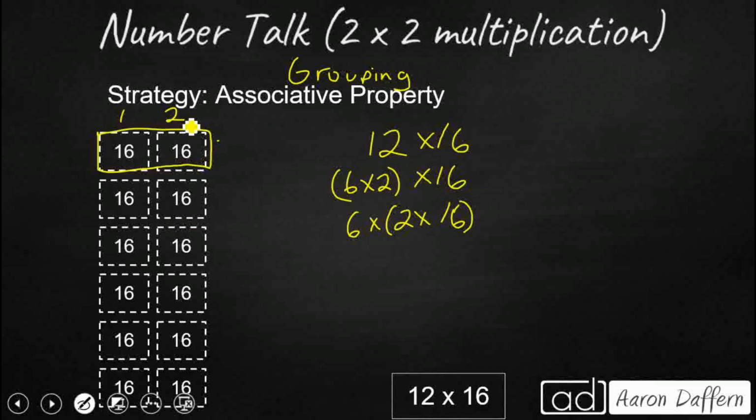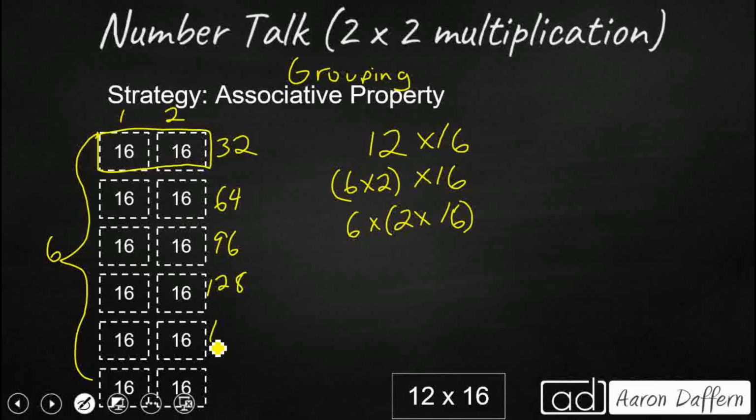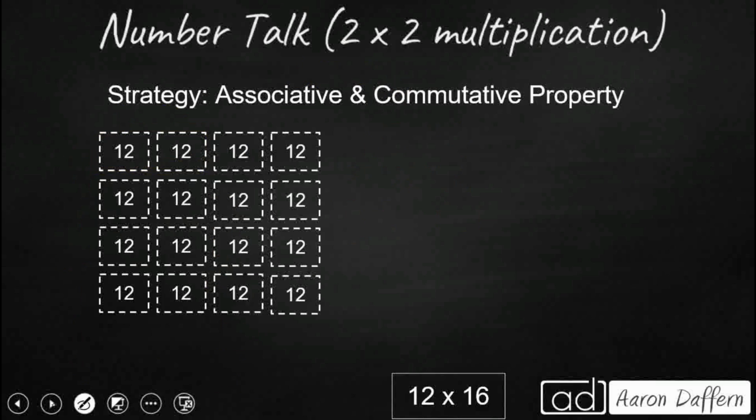2 groups of 16. So that's going to get me 32. And as you notice, I've got 6 groups of 2 groups of 16. So I'm just going to skip count by 32s. And that's going to get me 64, 96, 128, 160, and then back up to my 192. So that's how the associative property works. We can also do it this way.